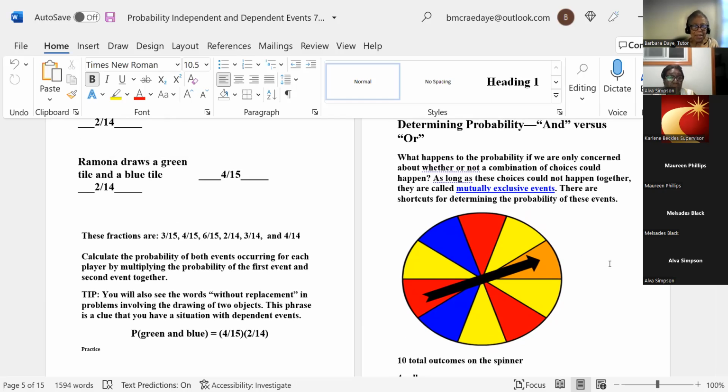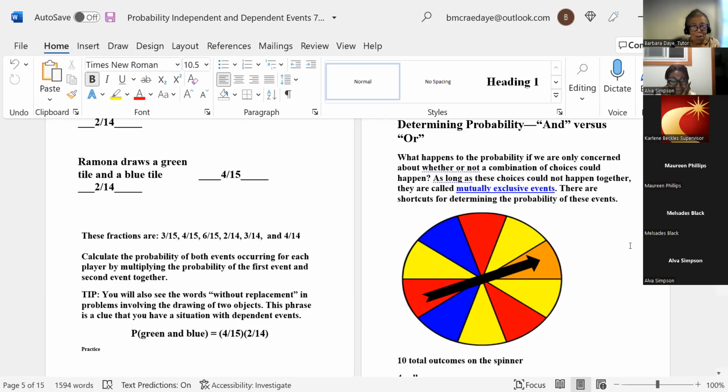Probability. Now you see a spinner. How many colors do you see? Four colors, Miss Barbara. Four colors. Thank you, Alma. I didn't say that. I said, how many colors do you see? You have an orange, a yellow, a red, and a blue. Four colors, right?